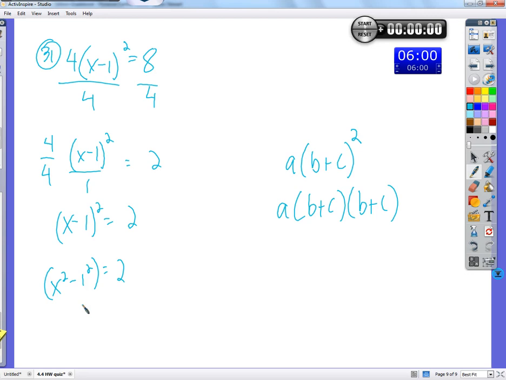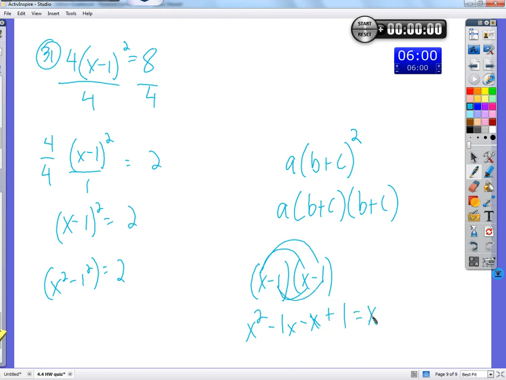Using what we know to be the definition of squaring something. What does it mean to square something? Multiply it by itself, okay? So this squared means this times itself. So what we're wanting to have happen is for it to work out to be x squared minus 1 squared. Let's see if that happens. X times x is x squared. X times 1 is negative 1x. Negative 1 times x is negative x. Negative 1 times negative 1 is positive 1. So we do get x squared, and we do get plus... well, we don't get minus 1, we get plus 1. And then we also get minus 2x.